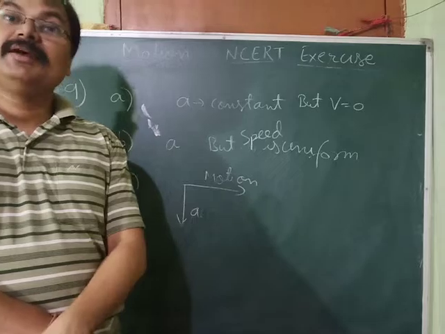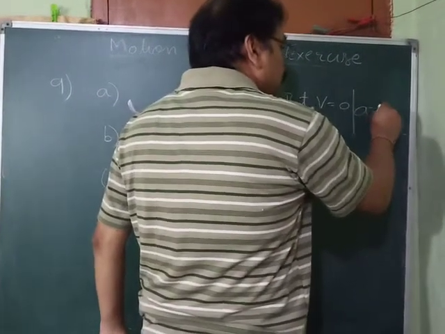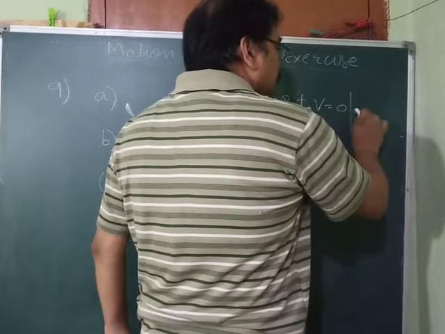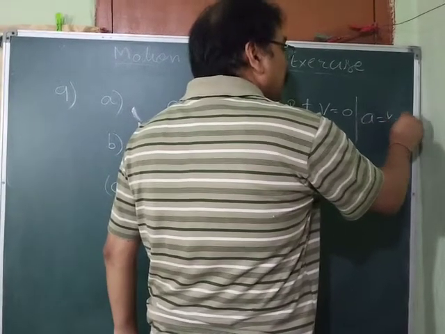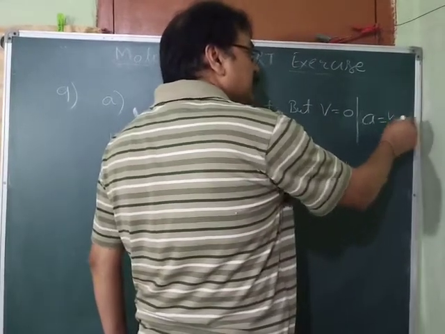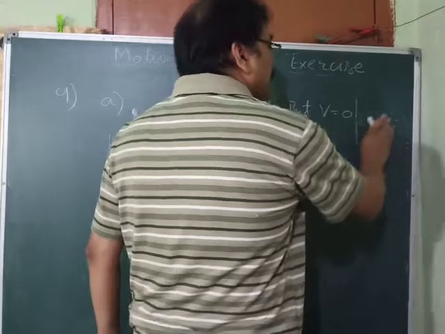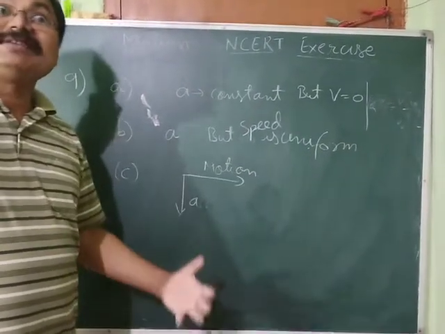Just think. If you see according to the equation, what will you find? A is equal to V minus U by T, okay. So if velocities are 0, then acceleration should be 0, but it is not like that, okay. See, we have to think practically. We have to give the example.